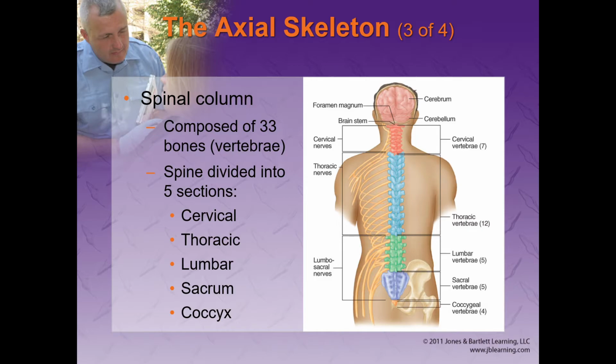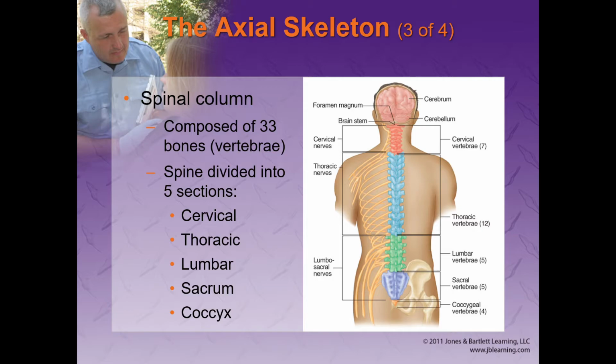Your low back is the lumbar vertebrae. There are 5 of them, named L1 through L5. You have 5 fused vertebrae in your sacrum, or the back portion of your pelvis. And then you have your coccyx, which has 4 bones, and that is your tailbone.